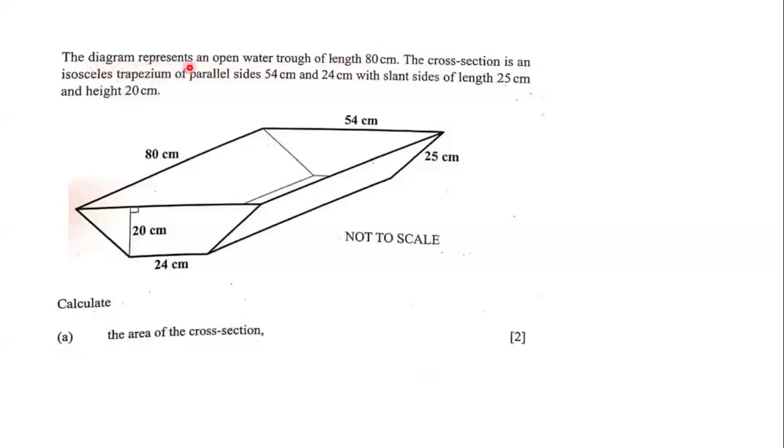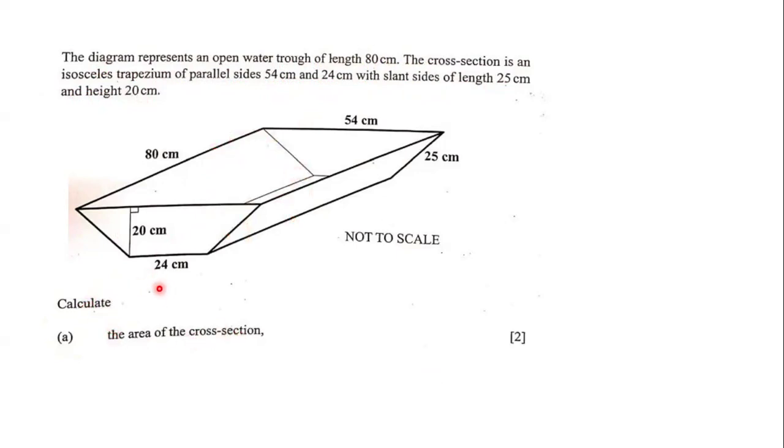The diagram represents an open water trough of length 80 centimeters. The cross-section is an isosceles trapezium of parallel sides 54 centimeters and 24 centimeters, with slant sides of length 25 centimeters and height 20 centimeters. So here's the diagram that represents this information. Calculate the area of the cross-section.